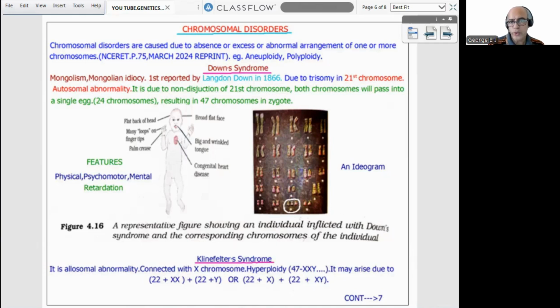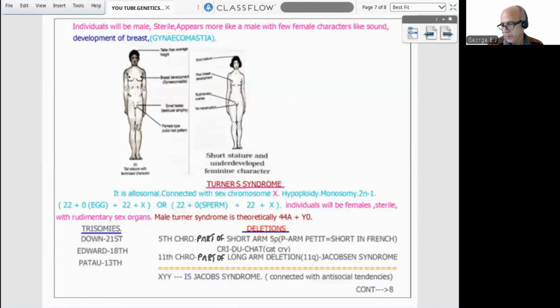And what will be the nature of the individual? Again, see the first diagram, it is NCERT based. Individuals will normally be male, sterile. Generally mutation means it will be sterile, like hybrids. The individual appears more like a male with a few female characters, like voice and development of breast. This is common for the exam. The condition is called gynecomastia. These are the features given for Klinefelter syndrome.